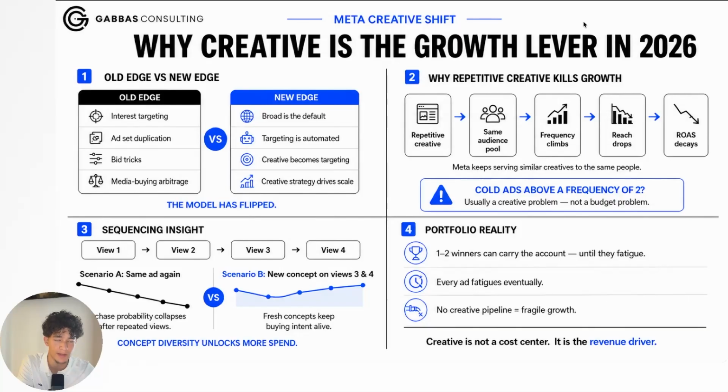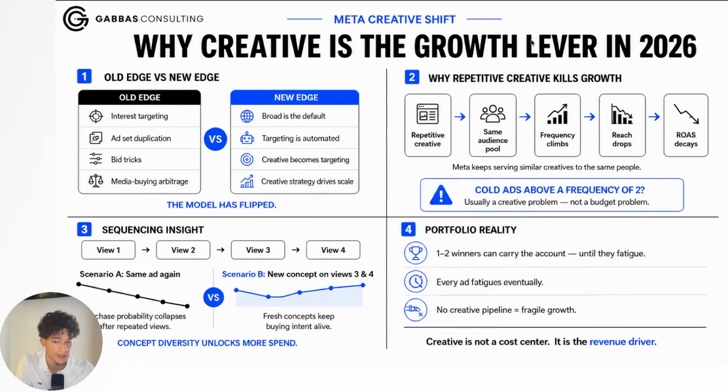Broad is the default setting, and the old text that we used 3 to 4 years ago will get you unprofitable. And so post Andromeda, the model completely flipped. You've seen probably multiple YouTube videos talking about this update. Because you no longer hand Meta an interest and ask it to match the ads. You load the creative, and the creative now becomes the targeting.